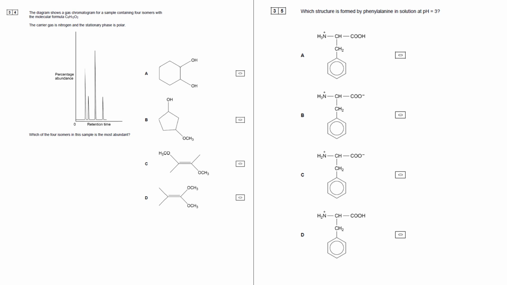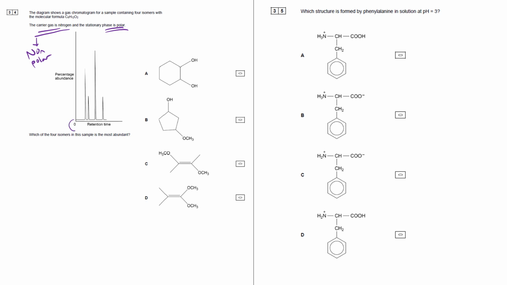And the final two questions, you've got question 34 and 35. Question 34 was the hardest multi-choice question on the paper because there's quite a lot to break down here. So we have gas chromatography. We've got 4 isomers with the same formula. The carrier gas is nitrogen. So we have a non-polar mobile phase and a polar stationary phase.